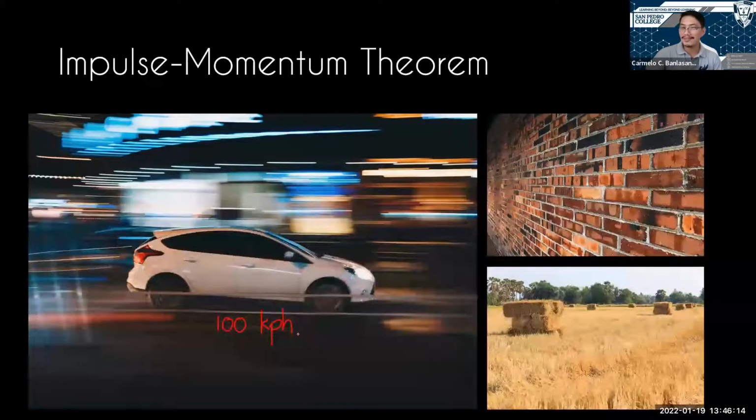Anong gagawin natin, so that we can minimize the injuries? Nag-malfunction yung brake. Wala tayong ibang options, kundi ibangga. Paano kaya tayo lalabas ng car na yan at 100 kilometers per hour? Of course, logic would tell us na do not try to collide or to bump doon sa wall.